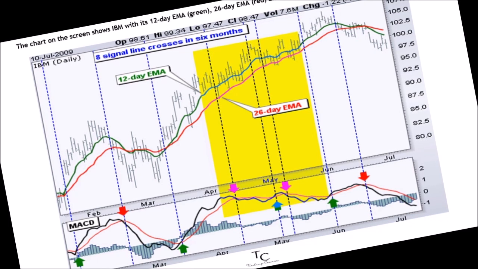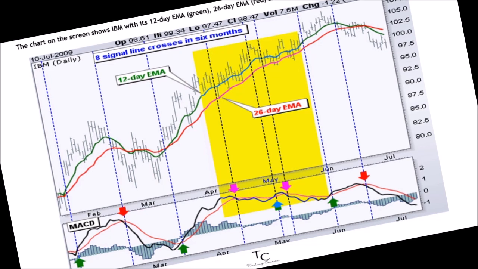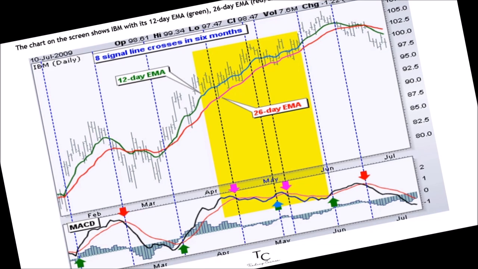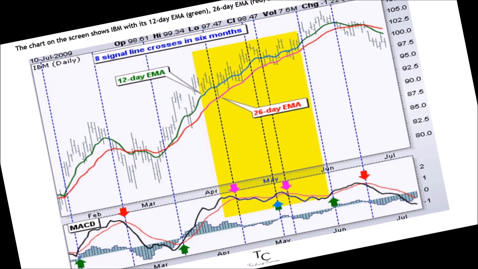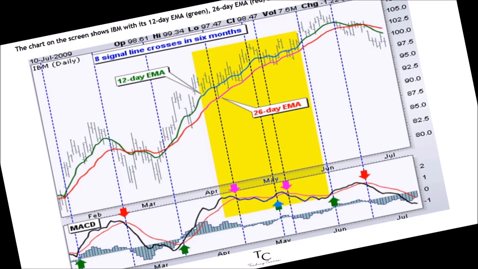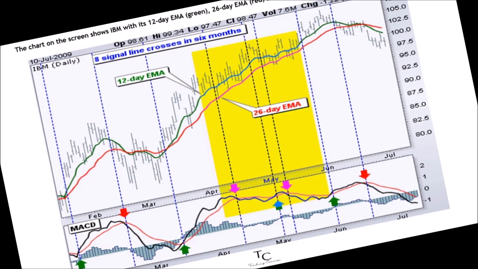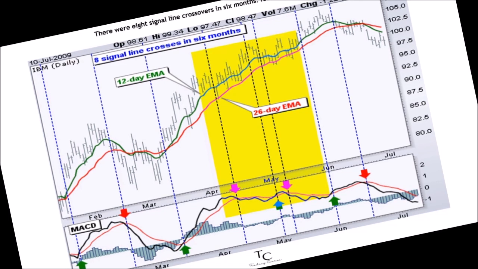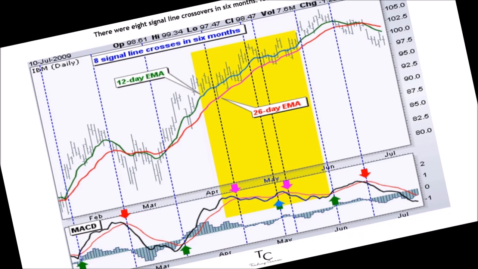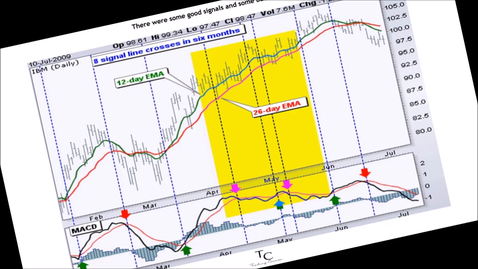The chart on the screen shows IBM with its 12-day EMA, green, 26-day EMA, red, and the 12, 26, 9 MACD in the indicator window. There were 8 signal line crossovers in 6 months: 4 up and 4 down. There were some good signals and some bad signals.